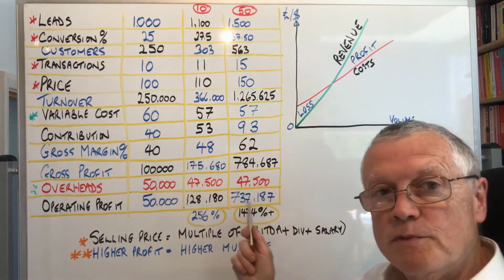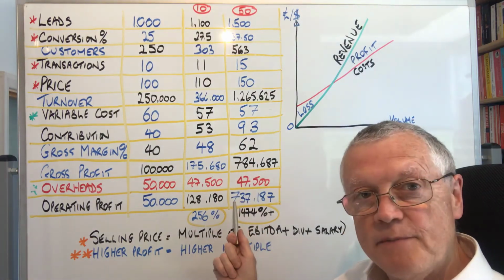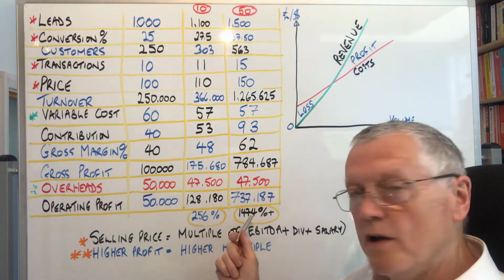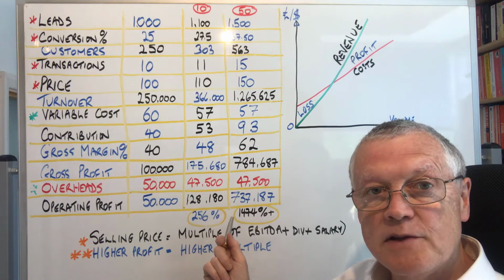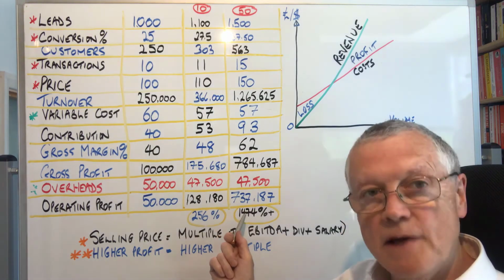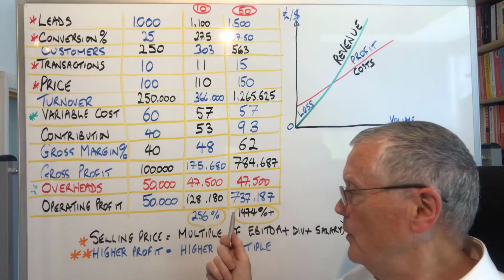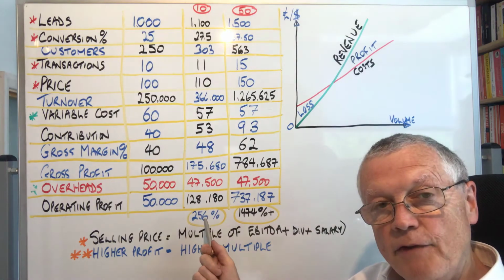If we work those numbers through, our bottom line profit is now 737, which is 1474%. So in other words, well over 1,000%, almost 15 times as much profit as we were making before. So you can see the effect is huge.